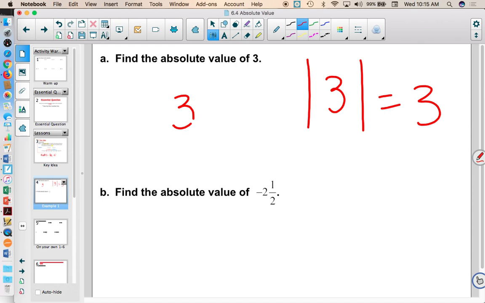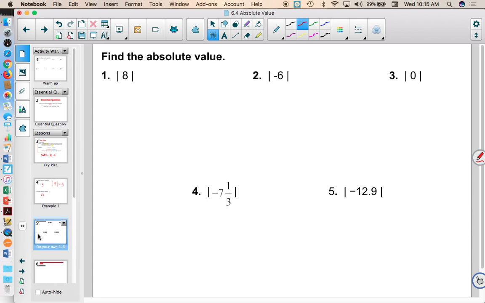Okay? What is the absolute value of negative 2 and 1/2? Absolute value, Kaylee? 2 and 1/2. Its distance is 2 and 1/2 from the point of origin. Come on, guys, just do them. Quickly do them. I'll tell you what, when you get it done, share with your shoulder partner. Make sure everybody agrees.